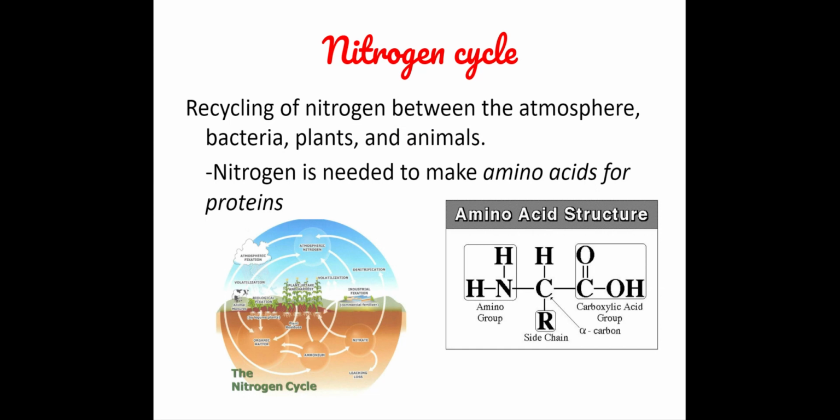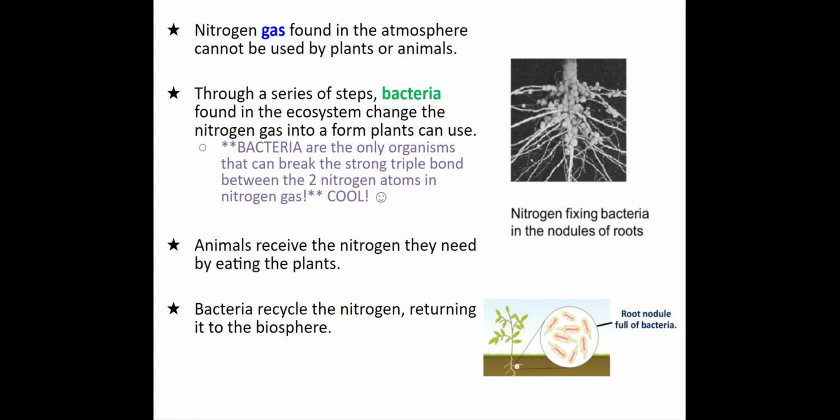Now for the nitrogen cycle, this is the recycling of nitrogen between the atmosphere, bacteria, plants, and animals. Now, nitrogen is critical for making amino acids, and amino acids are important for building proteins. The nitrogen gas that's found in the atmosphere cannot be used by plants or animals. Through a series of steps, bacteria are going to convert the nitrogen gas into a form that the plants can use.